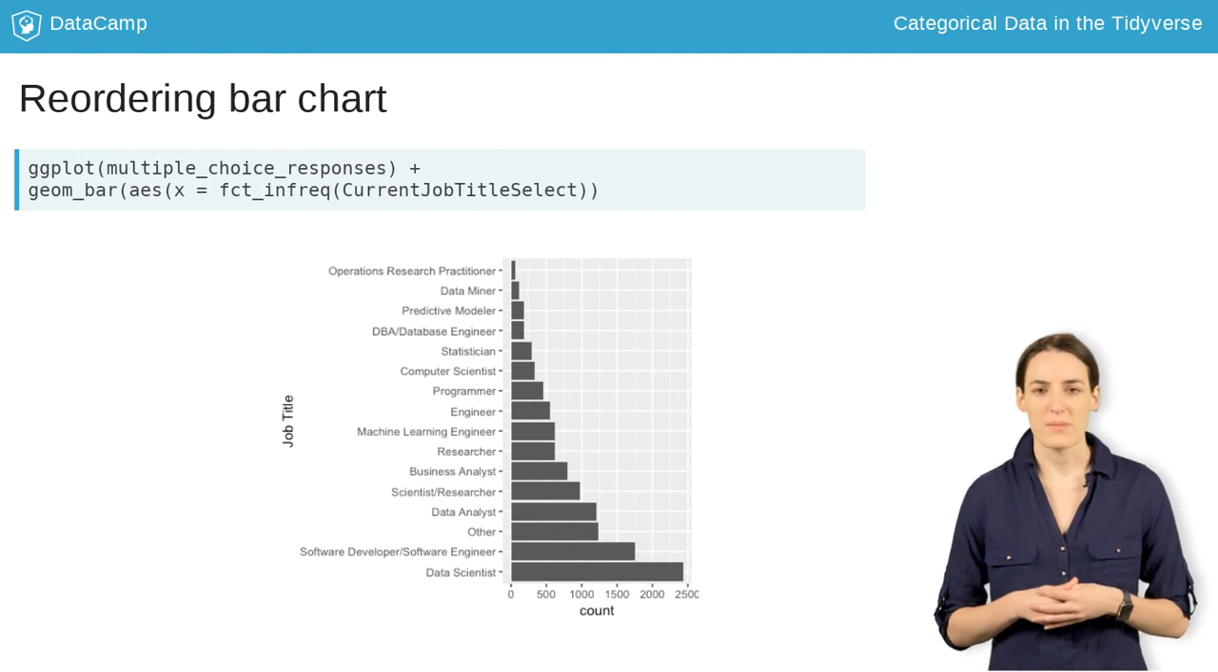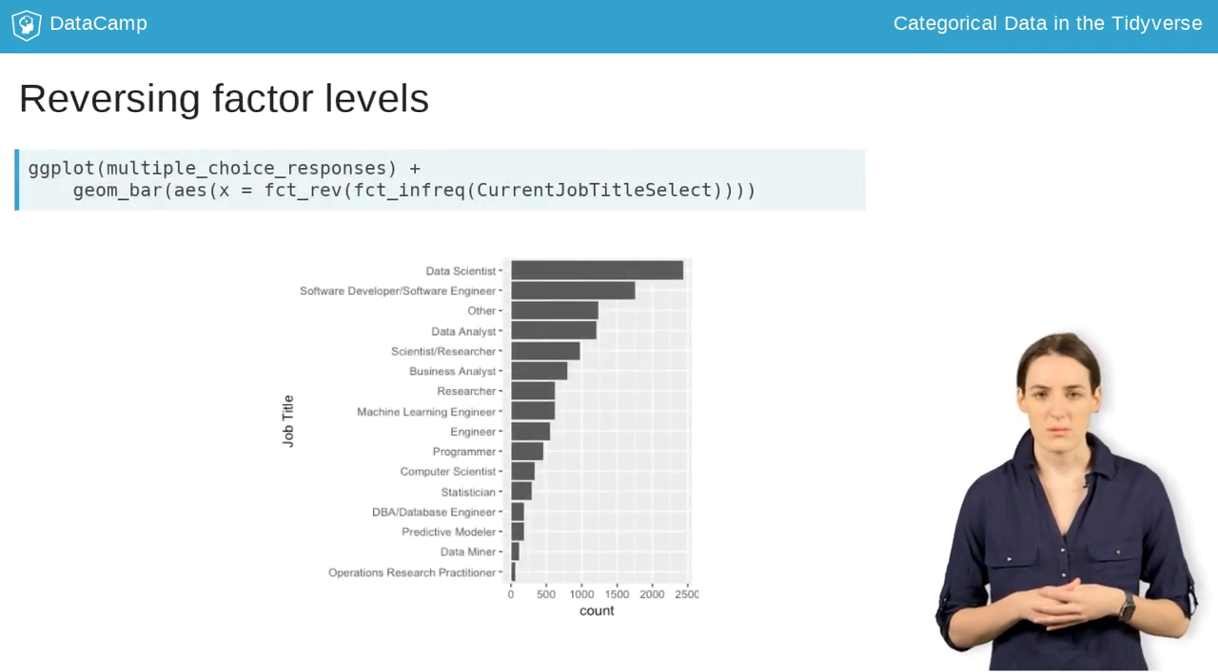This orders a factor by the frequency of each level. Now the graph is much easier to read. We can easily see that the fourth most popular title is Data Analyst. To make it even better, we could switch the order from most to least frequent. To do this, we can use the function factor rev. This takes the current levels of the factor and reverses them.